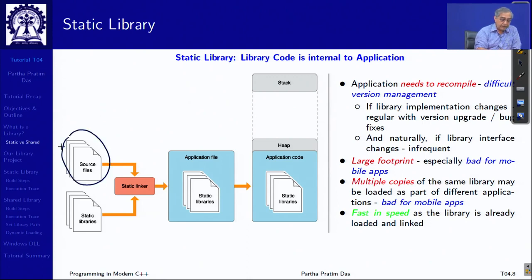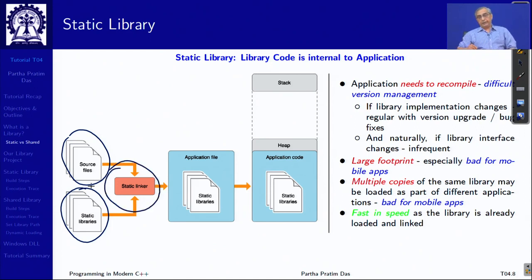So, I have the source files and I have the static libraries. What happens when I run the static linker, or I link statically, let us say? It takes the application file and puts the static library as a part of it, inside that. So, when it executes, I have the stack for my function calls, I have the heap for my dynamic allocation, and in the text segment of the memory, I have the entire application code loaded with the static library, they are all together.